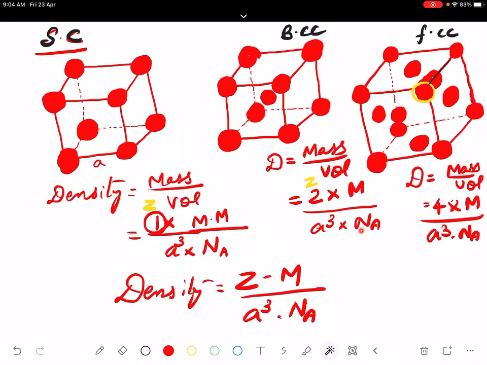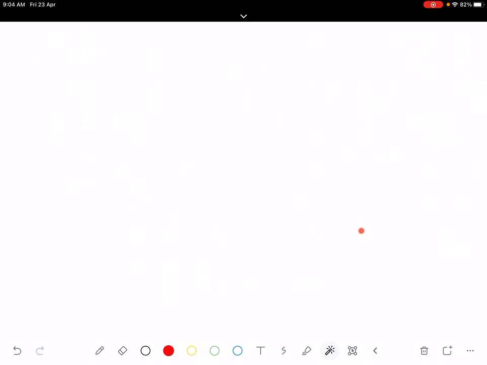Now let's see the calculation. You should take care that the molar mass unit is grams per mole. Let's see one question.